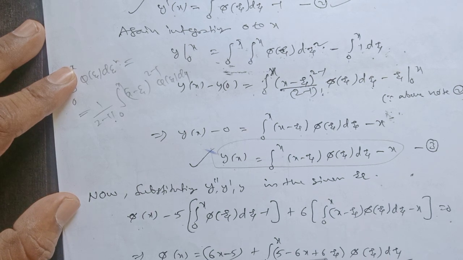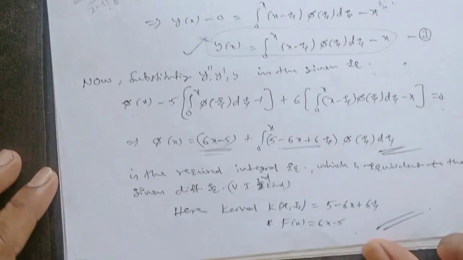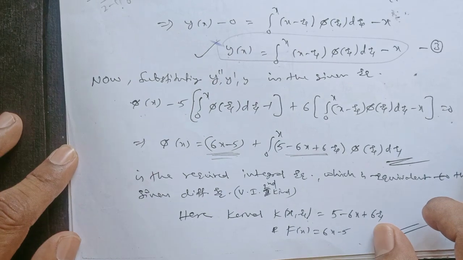Here is the kernel function. So here kernel k of x, xi is equal to 5 minus 6x plus 6 xi. So capital F of x is equal to 6x minus 5, which is the small f of x function. So it is the integral equation, right? So this is also an important method.